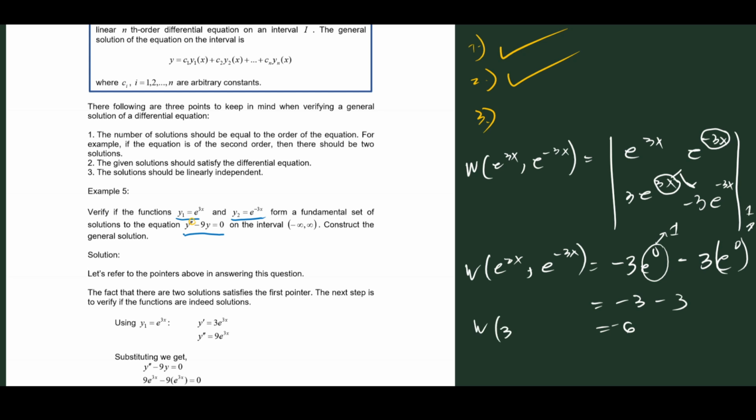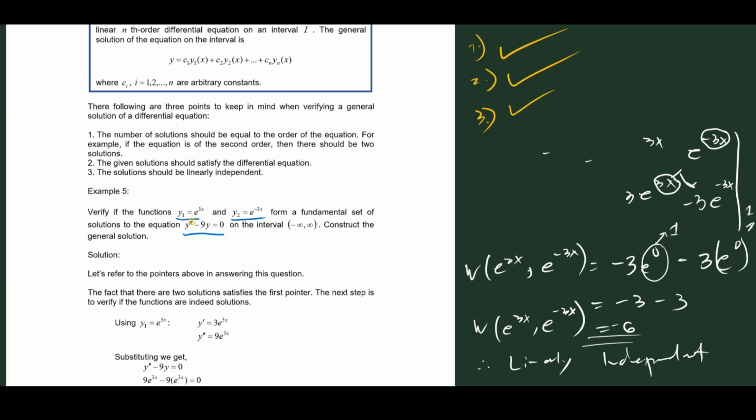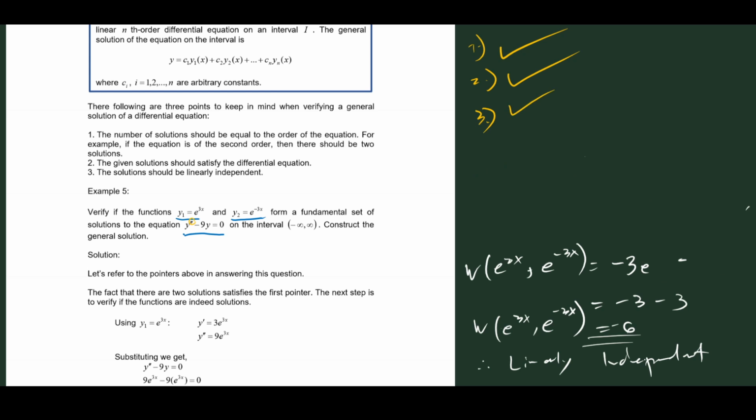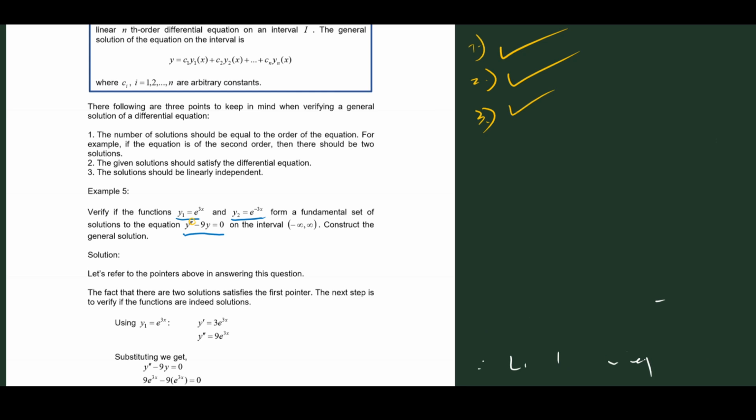Okay, so what does this mean? This means that no matter what x value we choose, the Wronskian will always be negative 6. So it is not 0. Therefore, this is linearly independent. Okay, so we have satisfied all of the three key points in order to verify that this indeed forms a fundamental set of solutions. So now that we've verified that, we can then construct our general solution.